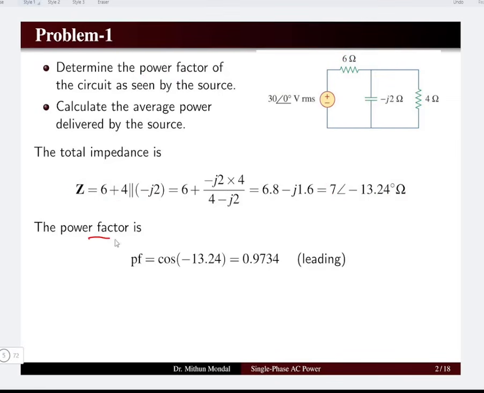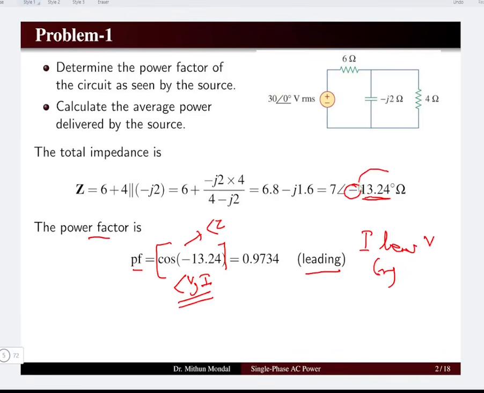Now the power factor is nothing but the cosine of the angle between the voltage and the current. The angle between the voltage and the current can be obtained from the impedance angle. The impedance angle is 13.24 with a negative sign, which represents that the network is basically an RC network. This negative sign can be included in the cosine because the power factor is leading, where the current leads the voltage by 13.24 degrees, which gives 0.9734.